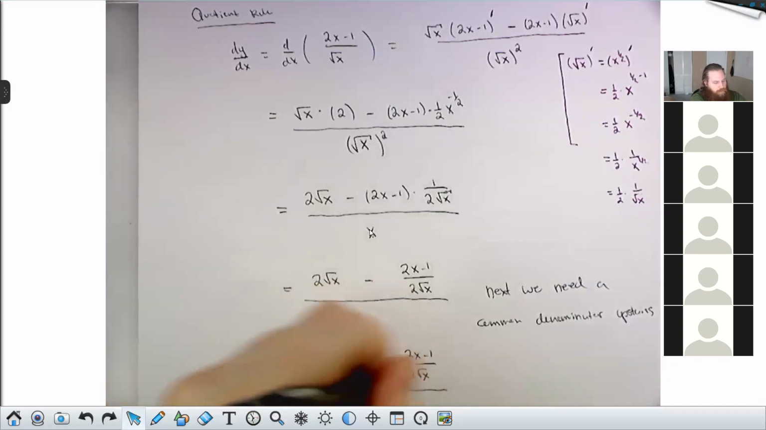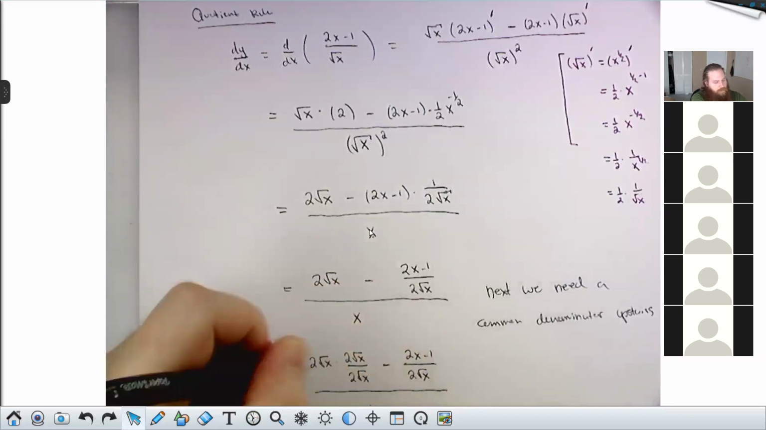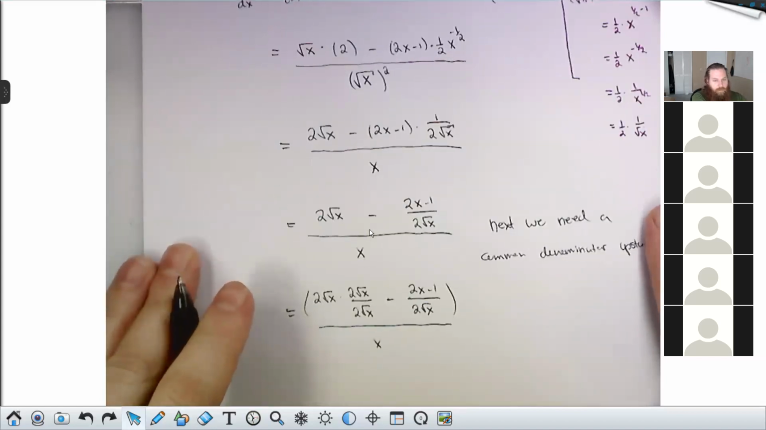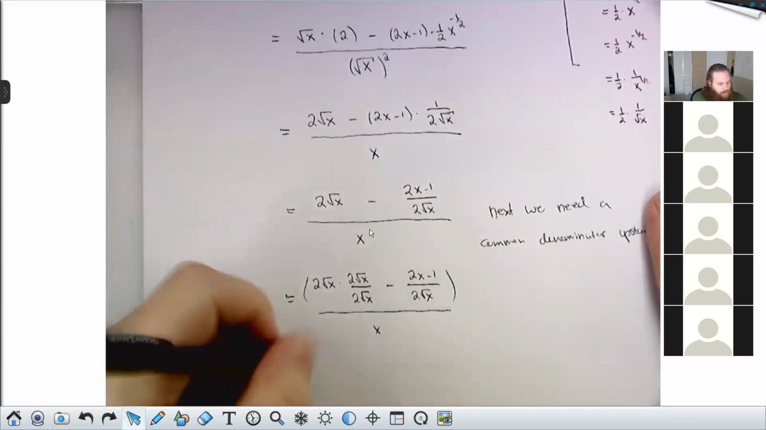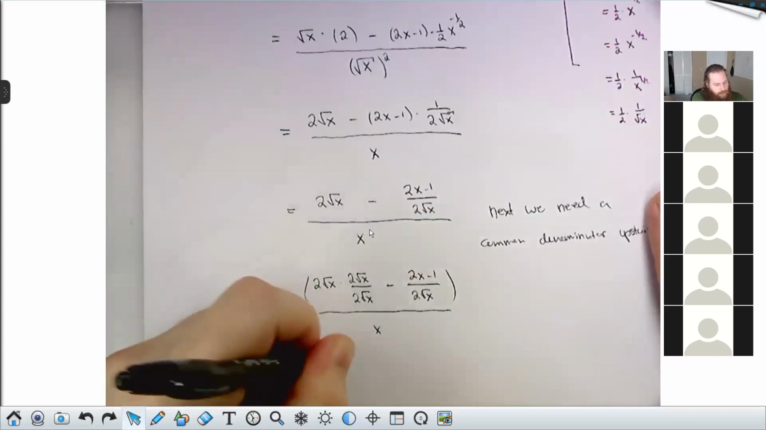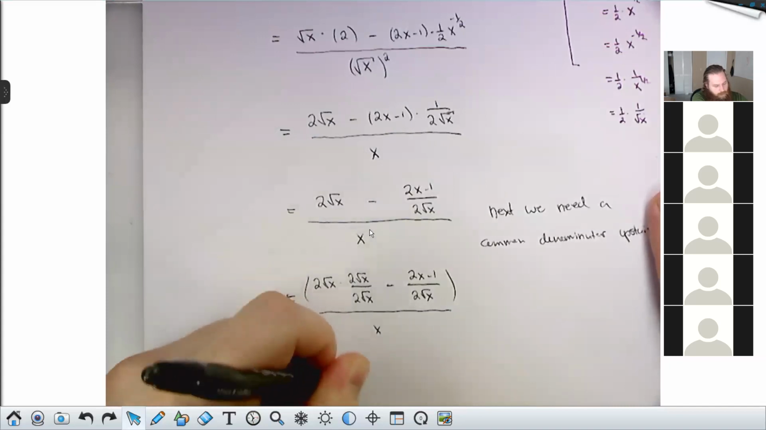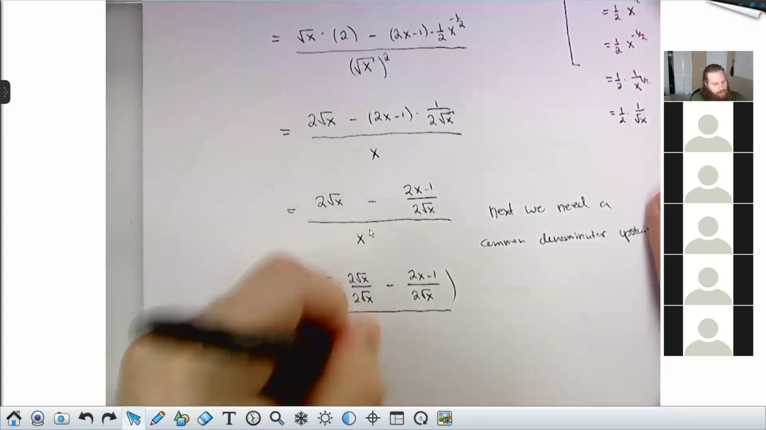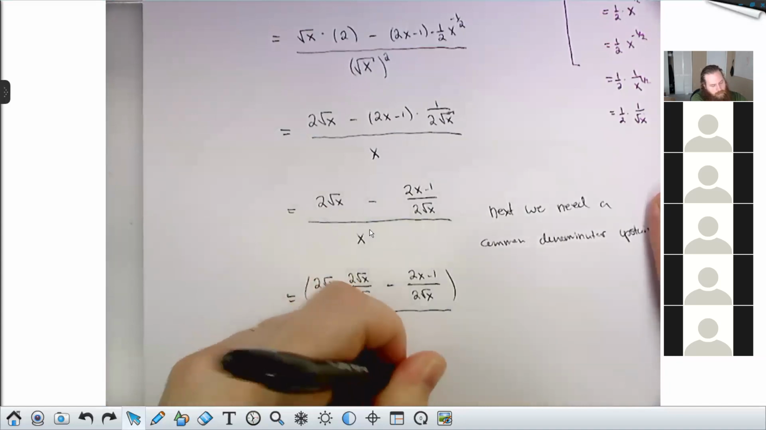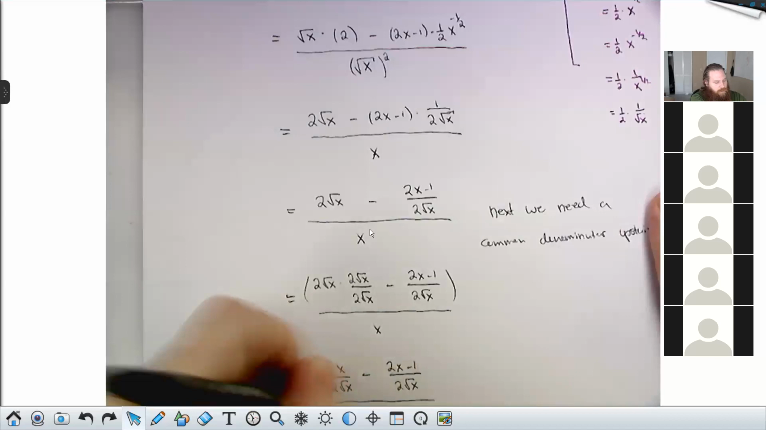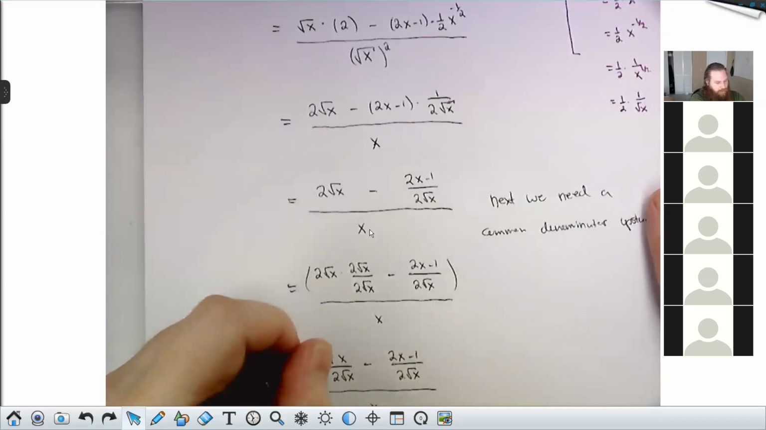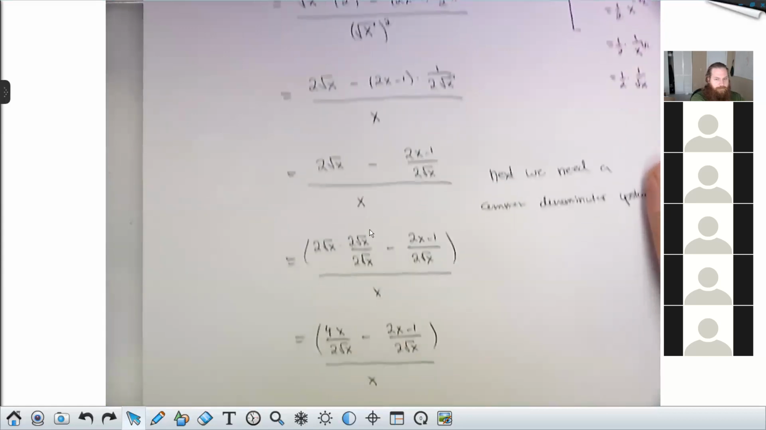And then all of this is being divided by x still. And now, here, 2 root x times 2 root x is 4x over 2 root x minus 2x minus 1 over 2 root x, all still being divided by x. Of course, it's like this.